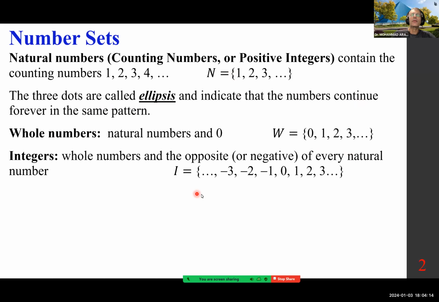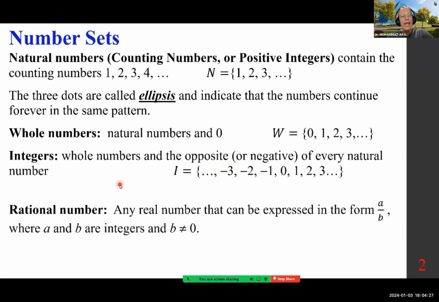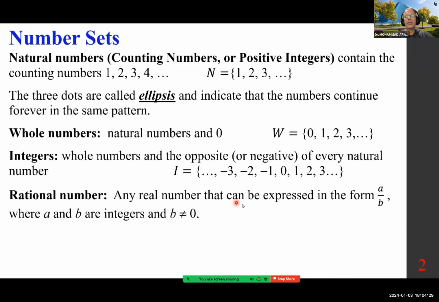If you go on the left side and add negative numbers as well, it becomes integers: whole numbers and the opposites, or negatives, of every natural number. Rational number: any real number that can be expressed in the form of a over b, where a and b are integers and b is not zero. In other words, a fraction where the top and the bottom are both integers.